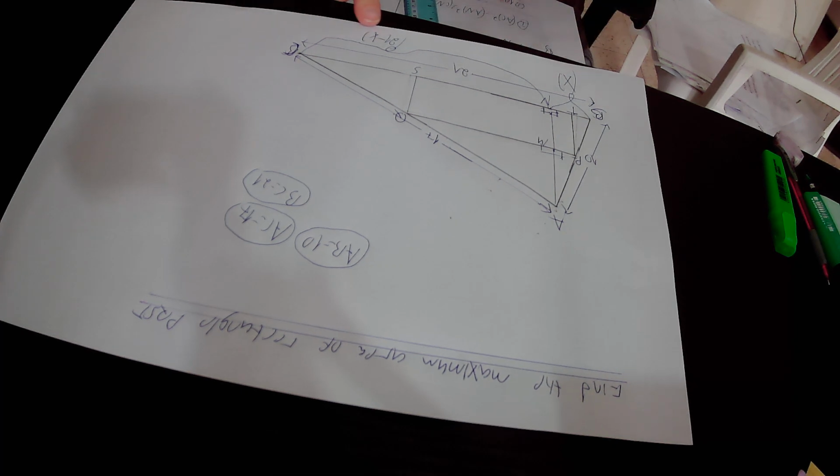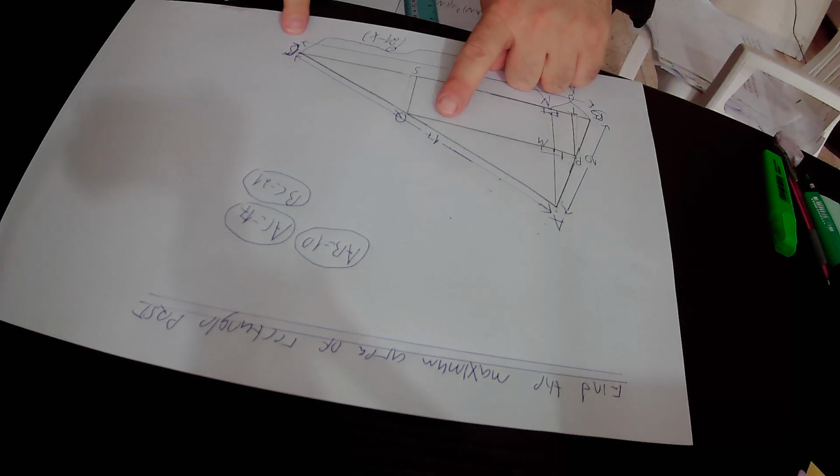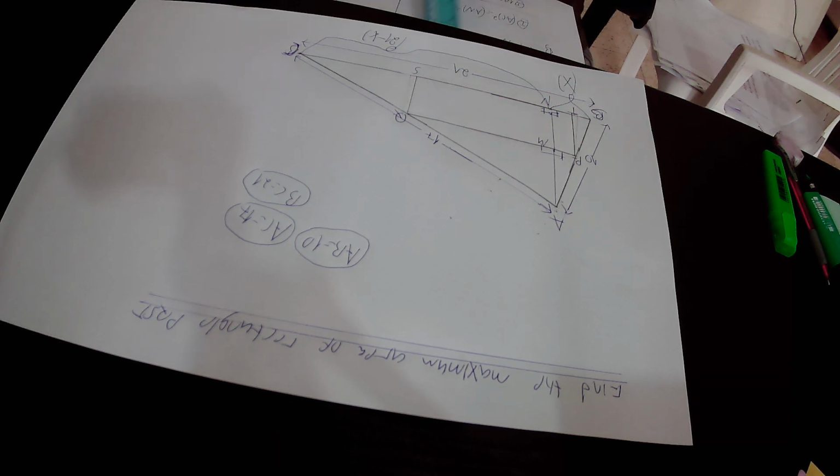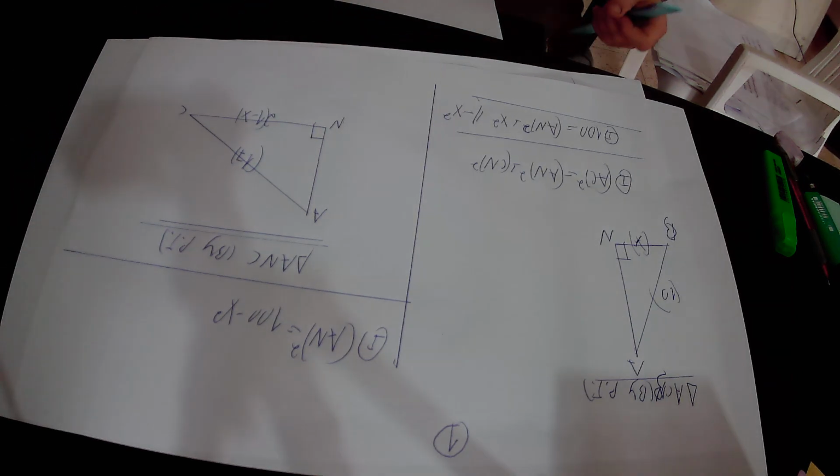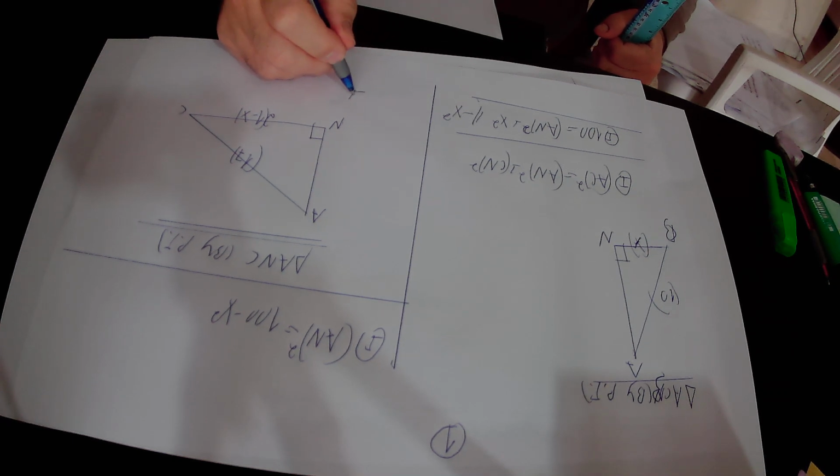Side NC equals 21 minus x units in length. The hypotenuse AC equals 17 units, according to what is given in the question. So this is the right triangle ANC, as in the original drawing. According to the Pythagorean theorem, this will be equation 2.